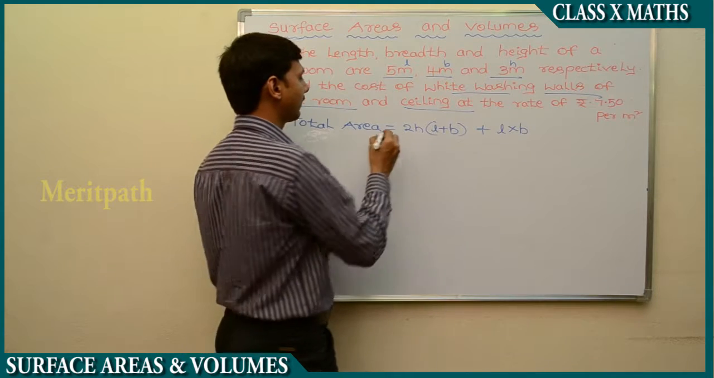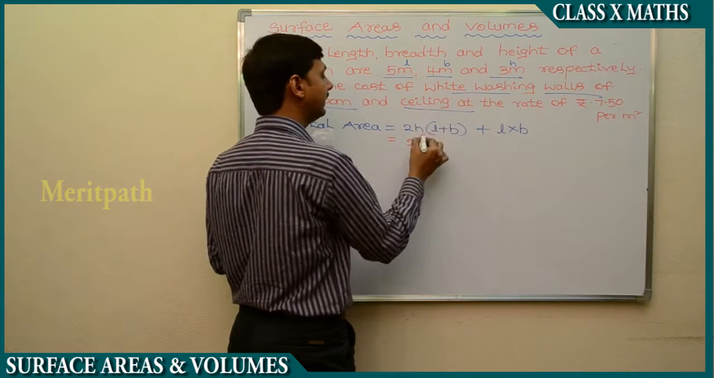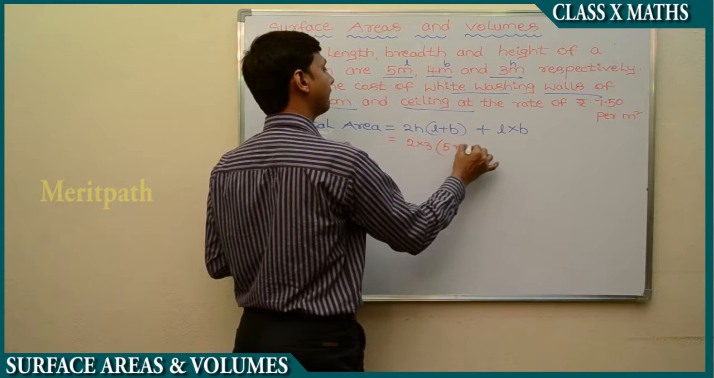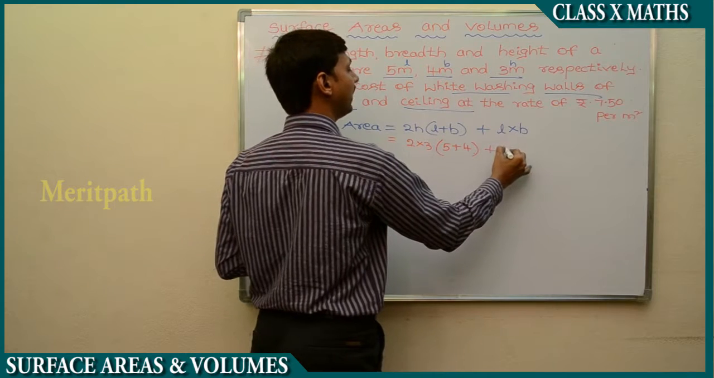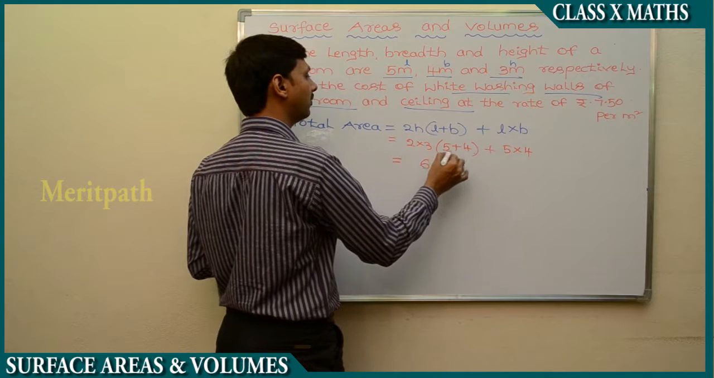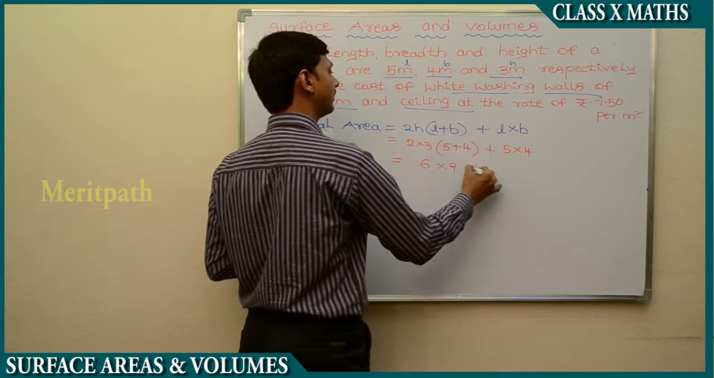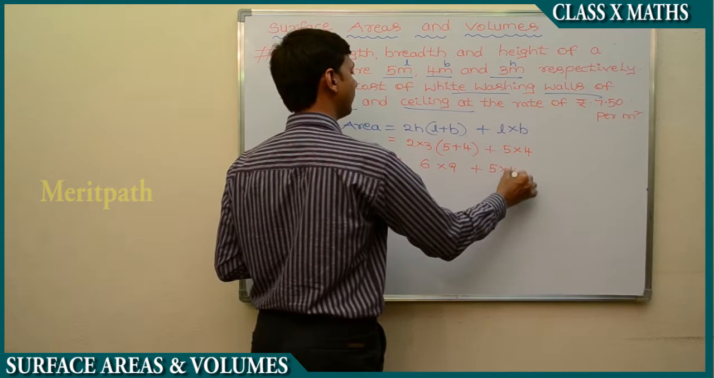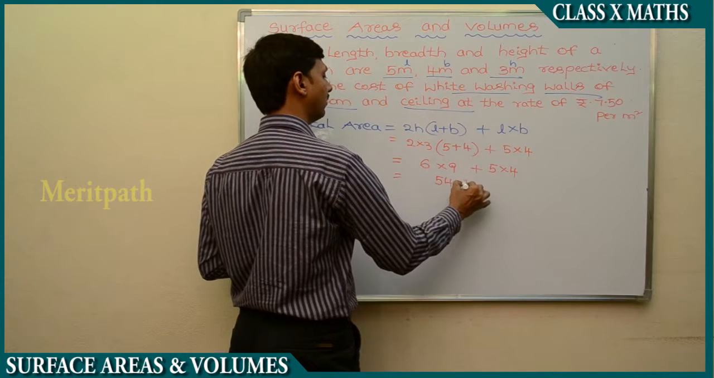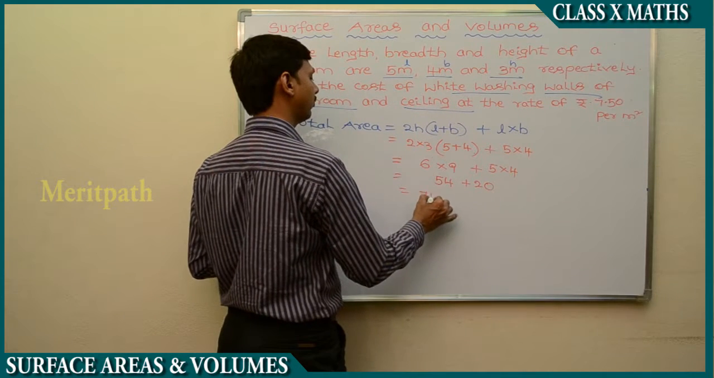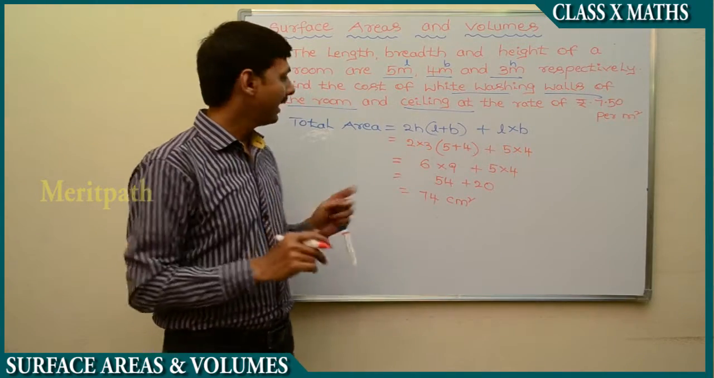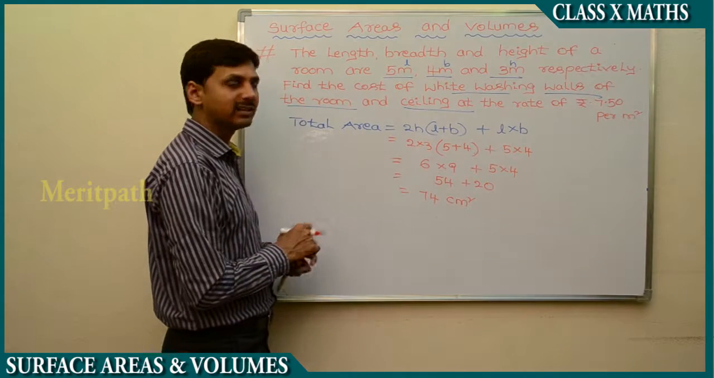So height is 3, 2 into 3, into (L plus B), that is 5 plus 4, plus L into B, that is 5 into 4. So 2 threes are 6, 5 plus 4 is 9, plus 5 into 4 is 20. Let's take the next step. 6 nines are 54, plus 20, and we get 74 square meters. So the total area of the 4 walls along with the ceiling is 74 square meters.